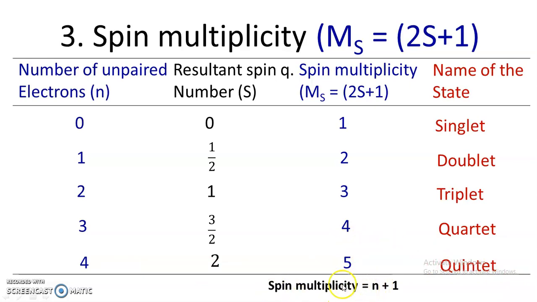Now spin multiplicity can also be calculated directly by using unpaired electrons. The number of unpaired electrons plus 1 is the spin multiplicity. For example, if there is no unpaired electron, the value of n will be 0, so 0 plus 1 is 1. When one unpaired electron is there, 1 plus 1 is 2. If there are 2 unpaired electrons, then 2 plus 1 is 3, and so on. So this is how to find the spin multiplicity. In this way, we completed one more quantum number, that is spin multiplicity.